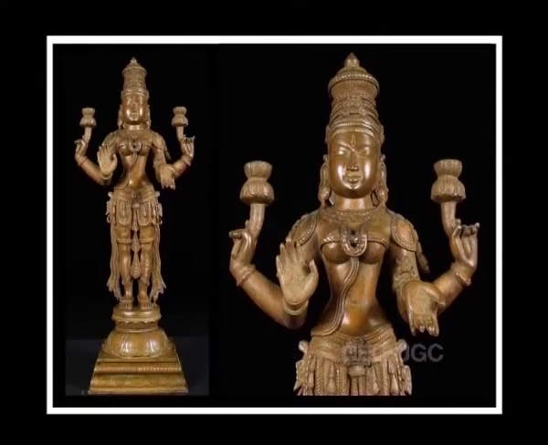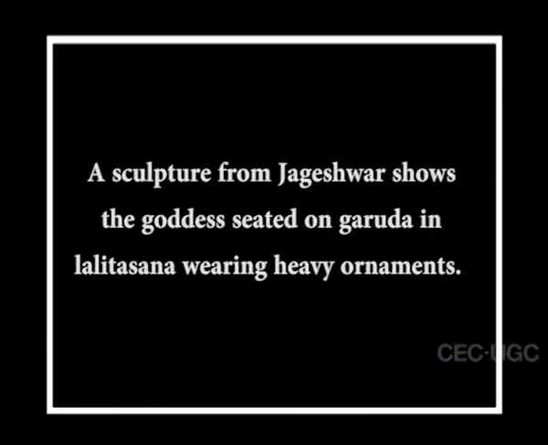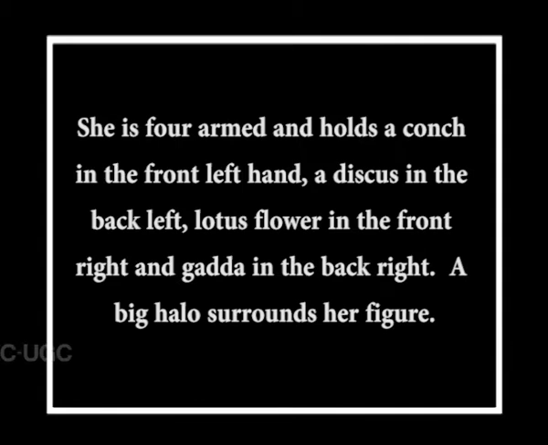Some other images of the goddess having lotus flower in the upper hands are represented either with a ghata or with a bilva fruit. A sculpture from Jageshwar shows the goddess seated on Garuda in Lalitasana, wearing heavy ornaments. She is four-armed and holds a conch in the front left hand, a disc in the back left, a lotus flower in the front right, and a gada in the back right. A big halo surrounds her figure.